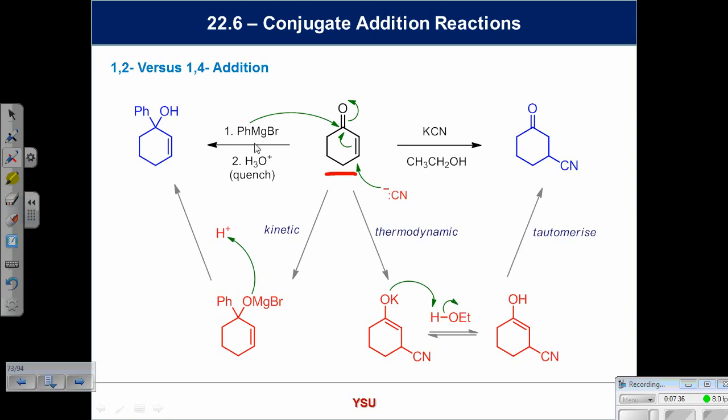On the left, I have attack of a Grignard. It seems to be going to the 2-carbon to give 1,2 addition. On the right, I have attack with a cyanide. It seems to be going to the 4-carbon to give ultimately what's called the 1,4 product. So I need to detail this in terms of the mechanism. And the key here really is that this reaction does not go backwards. This one can go backwards. If that's the case, you can get to equilibrium.